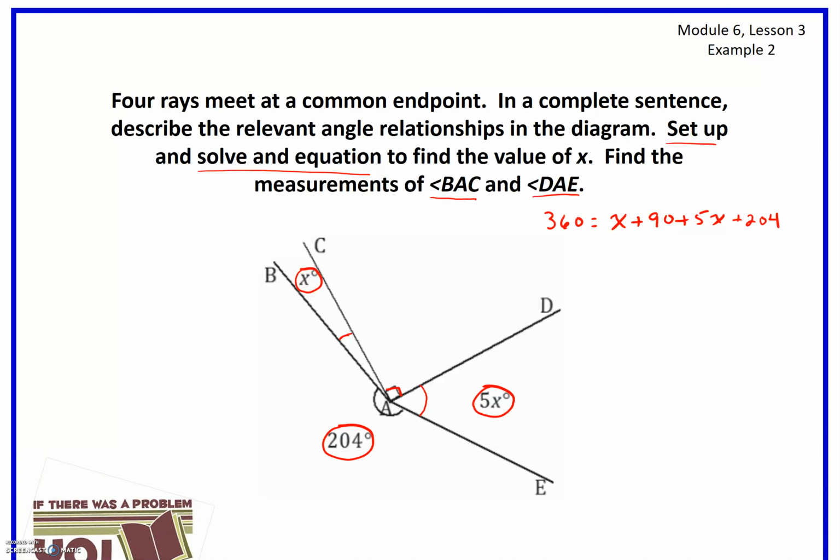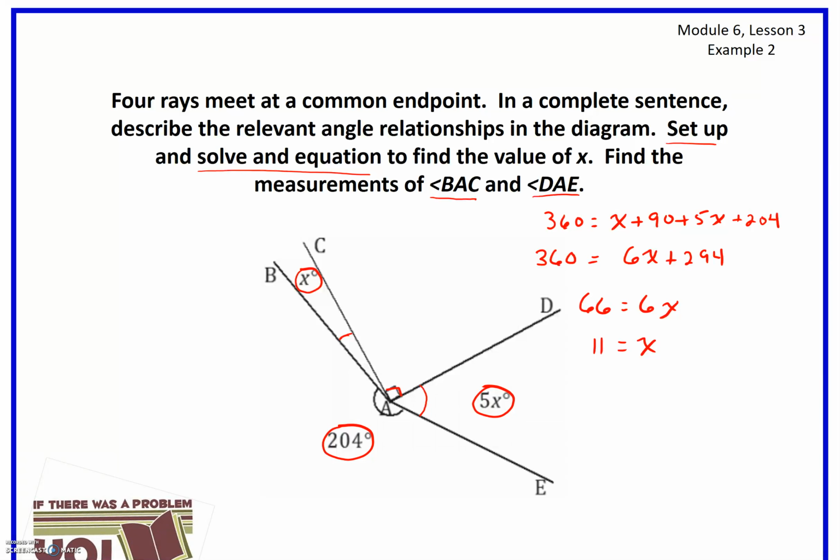Combine like terms, we get... no, we don't have just x, we have 6x plus 294, and all of that still totals to 360. Subtract 294 from both sides. 66 equals 6x. Divide both sides by 6. So we have 11 equals x.